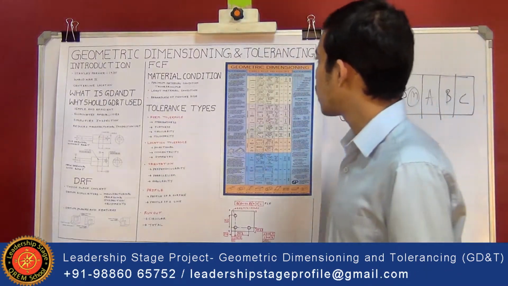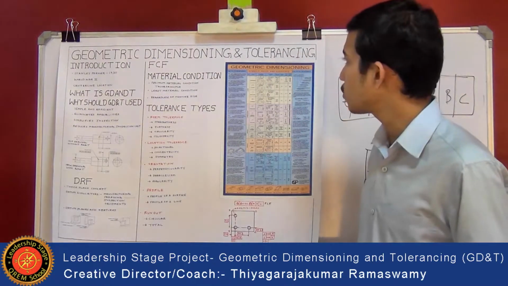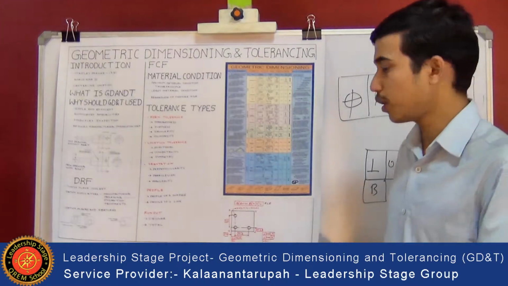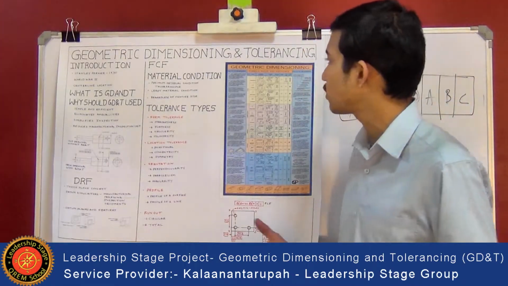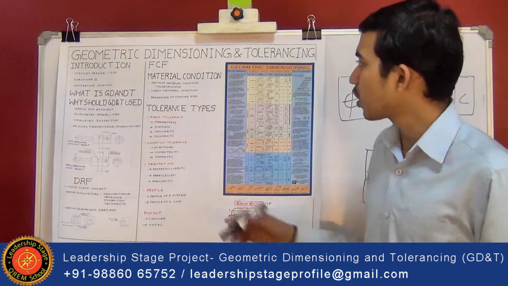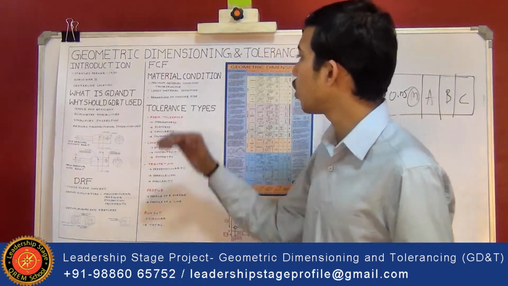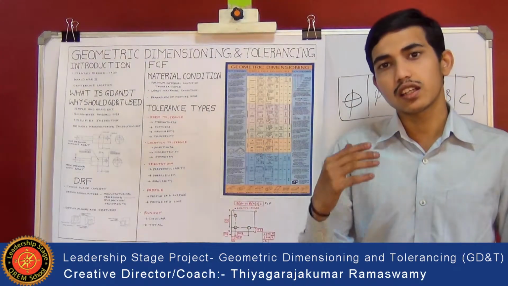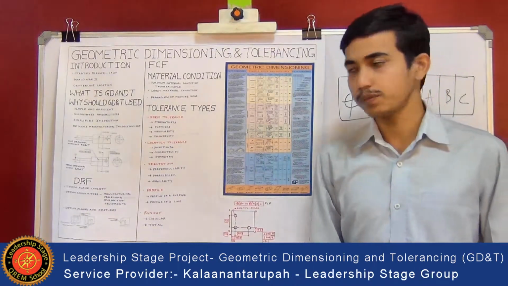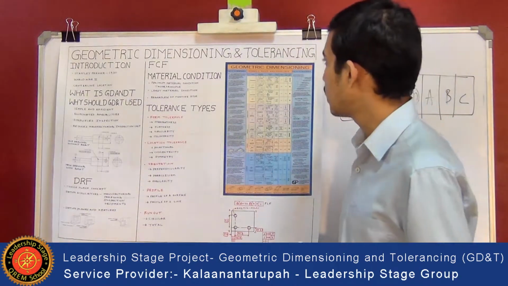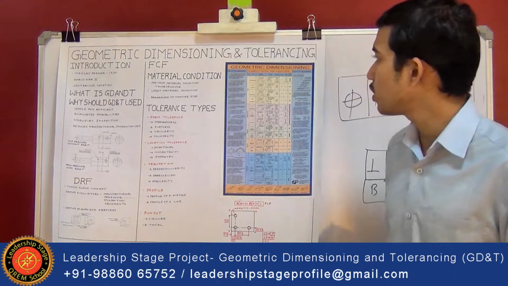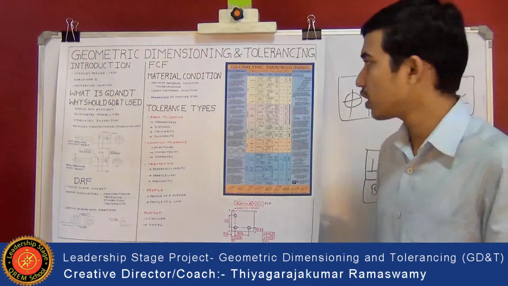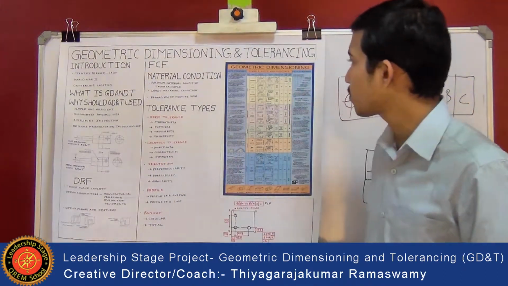MMC is defined as the condition where a feature of size contains the maximum amount of material within the stated limit of size. The best example for this is minimum hole size and maximum shaft size. Then Taylor's principle is governed by this MMC. It states that when size is at MMC, then the feature should be perfectly straight. Coming to least material condition, it is a condition where a feature of size contains the least amount of material within the stated limit of size. The example for this is maximum hole size and minimum shaft size.